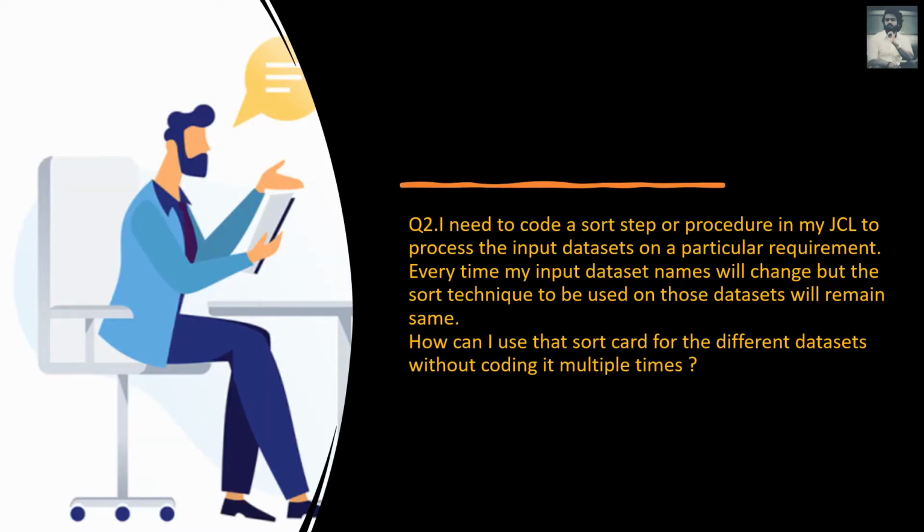Question 2. I need to code a sort step or procedure in my JCL to process the input datasets on a particular requirement. Every time my input dataset names will change, but the sort technique to be used on those datasets will remain same. How can I use that sort card for the different datasets without coding it multiple times?